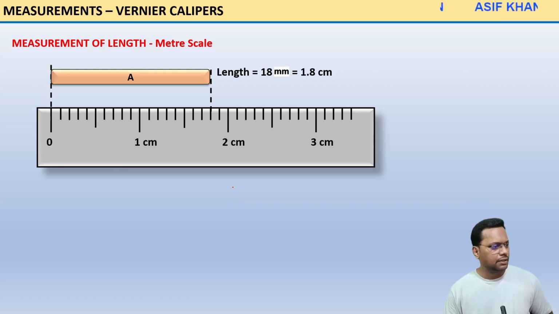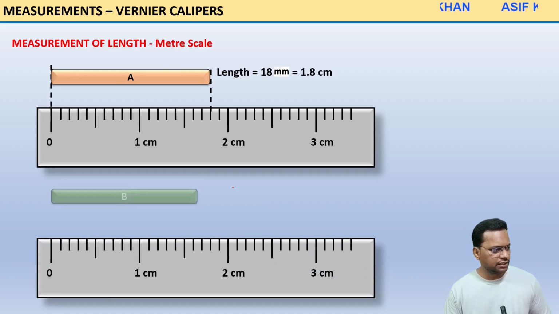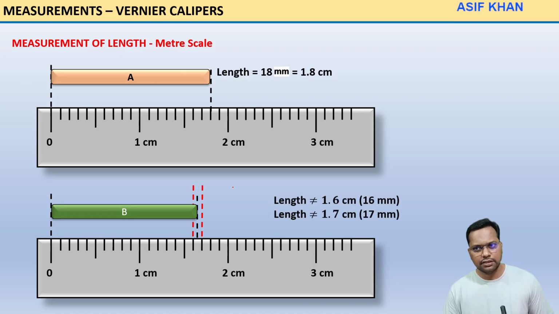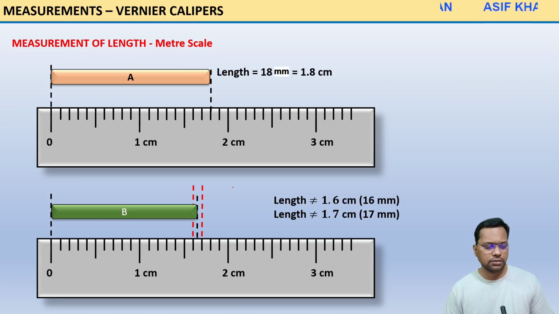Now we take some other object and we measure the length again. Here we do the same thing for object B. In this case we find it is coming in between 1.6 and 1.7. So then we cannot give the proper length for this object. That is, it is neither 1.6 nor 1.7. So in this case we cannot say it is of some exact length. That means what is the problem here? We need further divisions inside the 1 millimeter length.